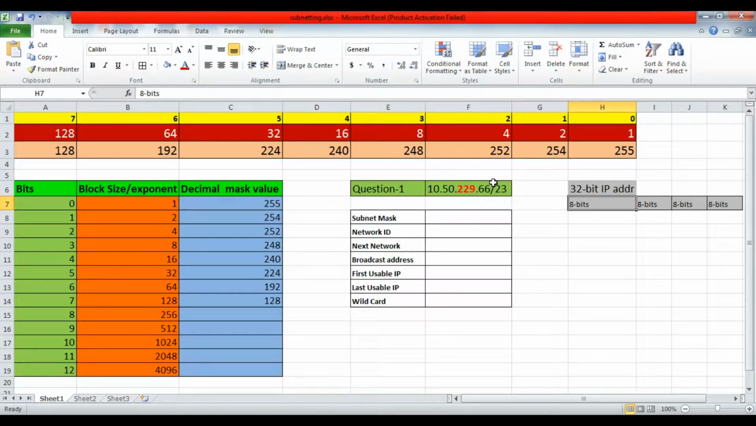And if we have here in the question /23 and we divide it by 8, 8 2's are 16. It means that the first 2 octets are completely reserved for the network, 16. Then if we subtract 16 from 23, the answer is 7. Now in the third octet, we have 7 bits reserved for the network. We have calculated this 7 from this /23 notation.